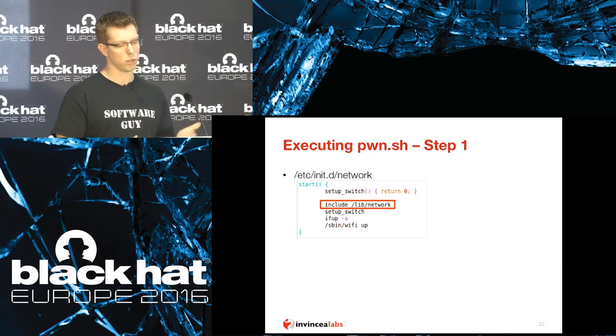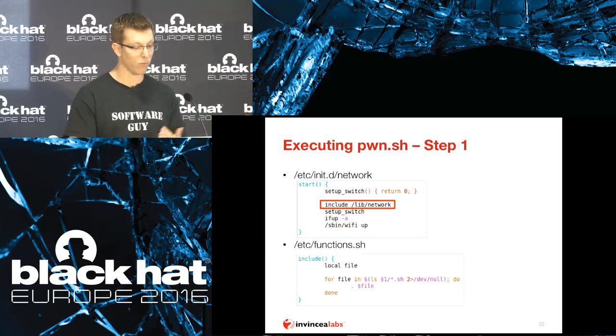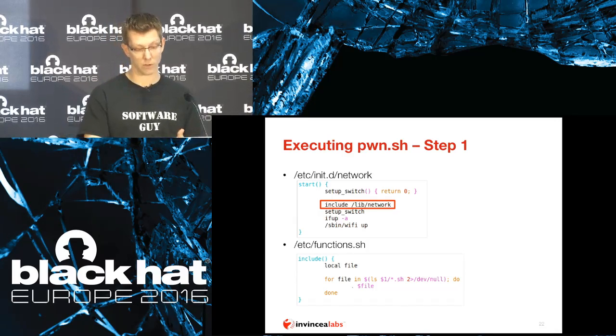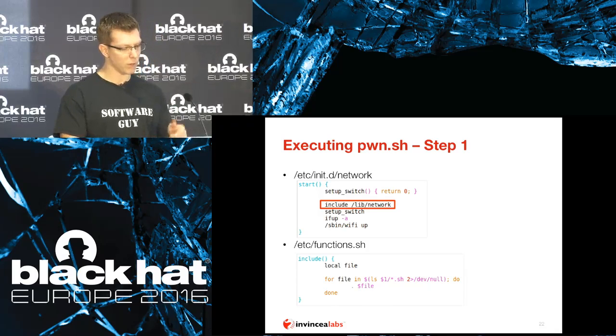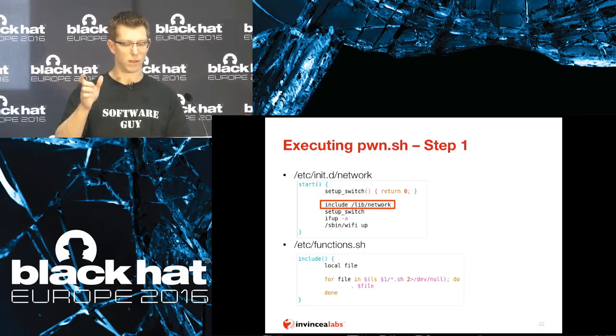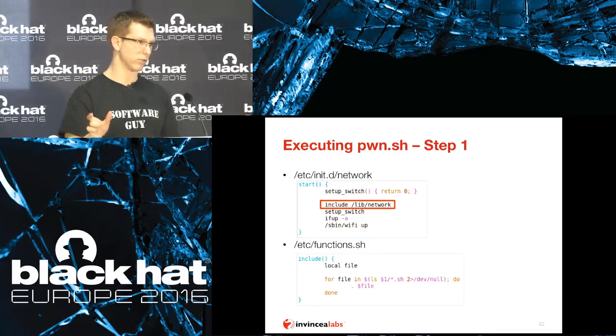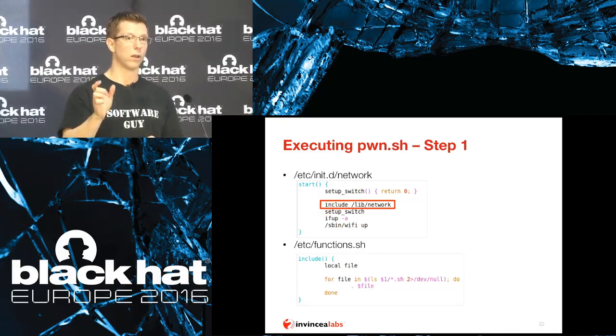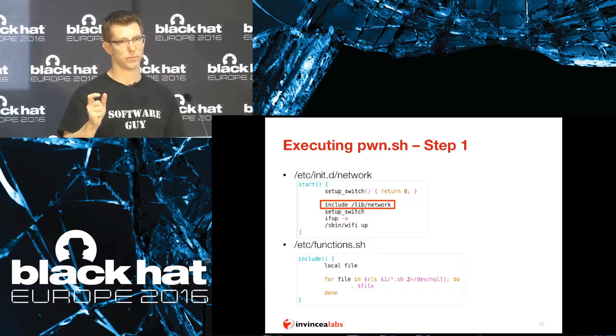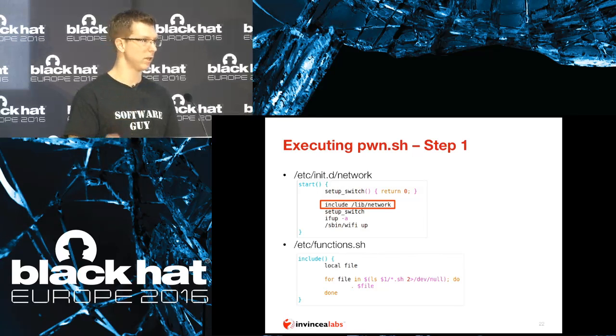We saw this include /lib/network. We thought that's interesting. I wonder what that does. We went and found that in etc functions.sh. And if you look here at this code, it's just a simple loop. All it's doing is treating the parameter that you passed it as a directory, reading all of the files with a .sh and sourcing them into the current file.